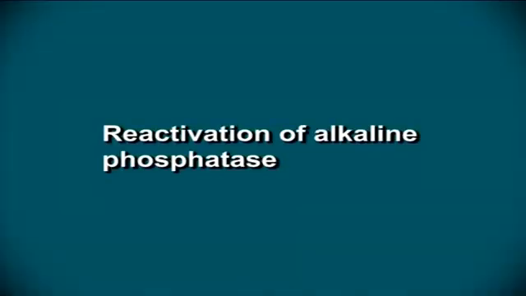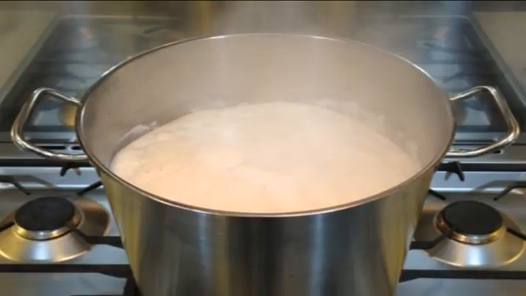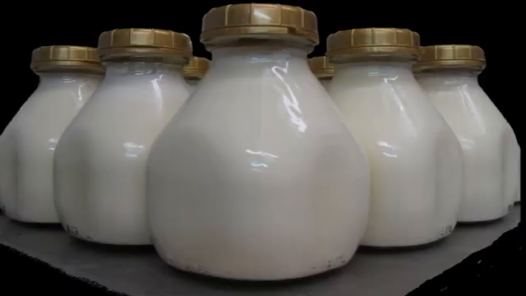Reactivation of alkaline phosphatase. UHT treated milk and freshly pasteurized milk, pasteurized by the high temperature short time method, show a negative phosphatase test, indicating adequate heat treatment given to milk during processing. When the milk is stored at 30 degrees Celsius for 6 hours, the pasteurized or UHT treated milk answers positive for the phosphatase test. Reactivation of alkaline phosphatase is of considerable practical significance, since regulatory tests for pasteurization assume the absence of phosphatase activity. The sulfhydryl group released by the whey proteins during heat treatment is responsible for reactivation of the enzyme during storage.